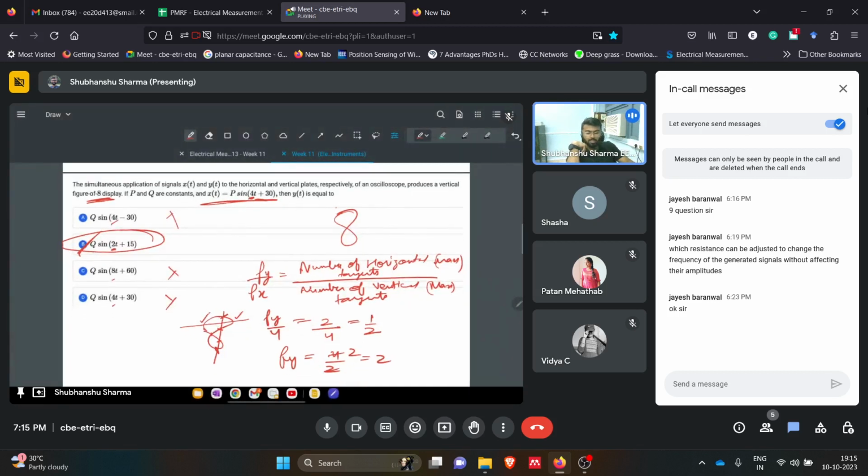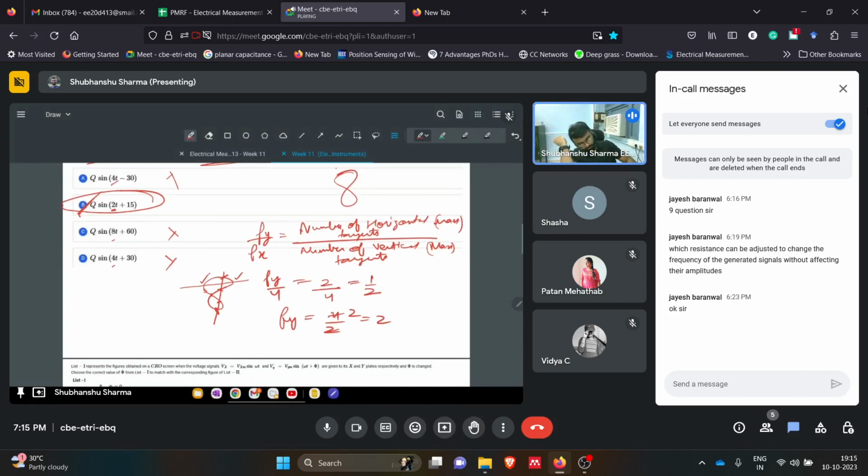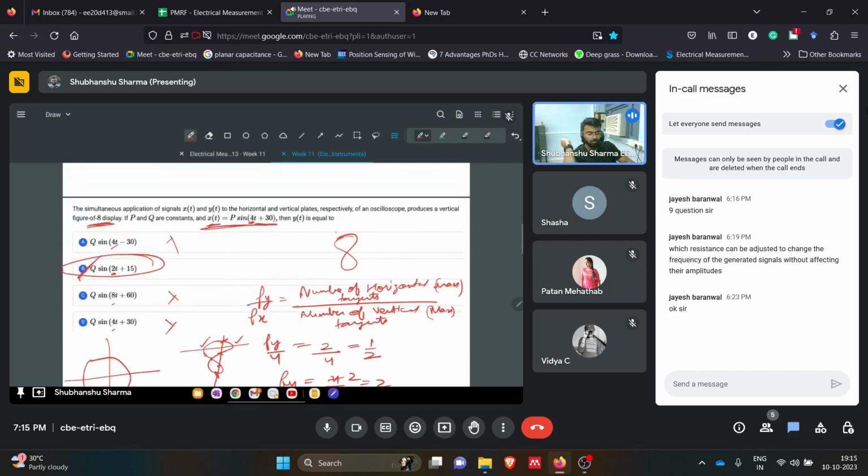So instead of 8, if this was making a circle, then the horizontal maximum can be 2, the vertical maximum can be 2. So 2 by 2 that will be 1. So the x signal frequency will be equal to the y signal frequency, and then it would have been either of this or this. Then they would have given more data in the question to solve for the phase or something. Okay. So I don't know if you have been taught this concept or not. But anyway, it will be helpful for your GATE exam.